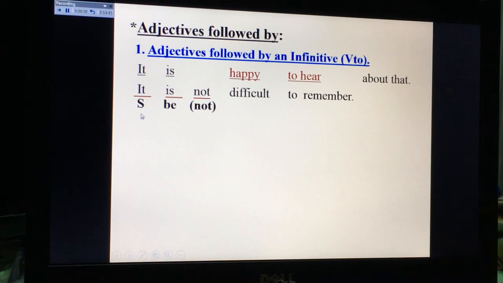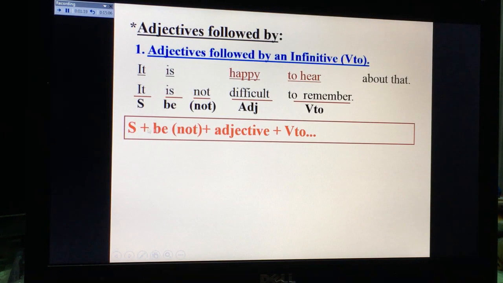The same here. It is not difficult. So difficult is an adjective, the same as happy. So to remember is V2, the same as before. So remember, after an adjective we use a V2. We don't use V0 or Ving.